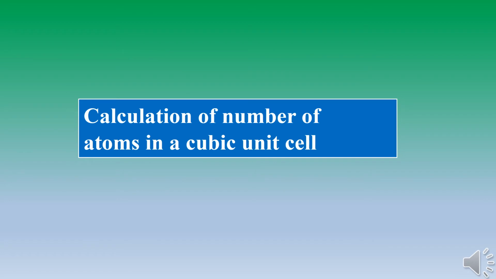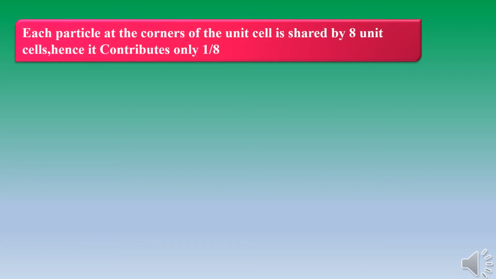Calculation of number of atoms in cubic unit cell. In order to calculate the number of atoms in the unit cell, we should know the contribution of each atom towards that unit cell. First, I will take the atoms at the corners. If the atoms are at the corners, then that atom is equally shared by other 8 unit cells. Hence, its contribution is only 1 by 8 towards that particular unit cell.